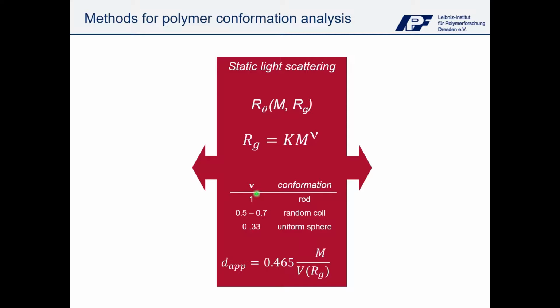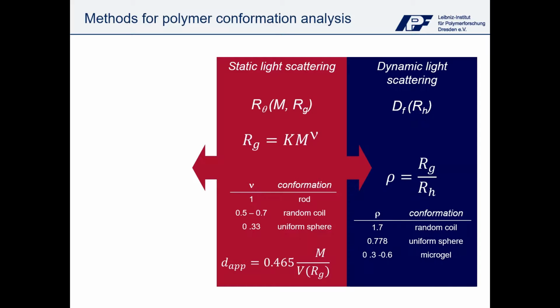If we, for example, have a scaling parameter of 1, we can talk about rods. And having a scaling of 0.33, we have theoretically uniform spheres. Additional information which we can calculate from the molar mass and radius of gyration is the apparent density. The apparent density is quite an important parameter talking about conformation and compactness of macromolecules or particles.